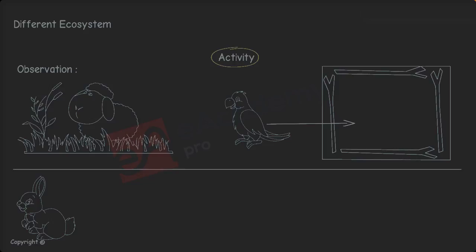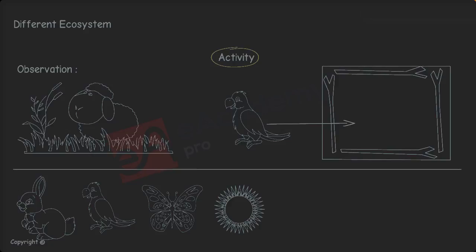For example, number 1, rabbit. Number 2, parrot. Number 3, butterfly. Number 4, sunlight. Number 5, water. Number 6, soil. Number 7, chlorophyll, etc.